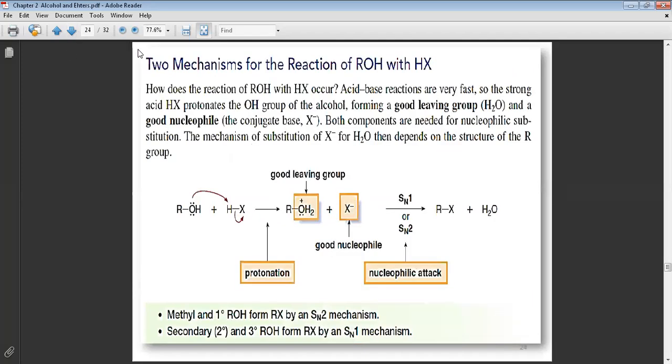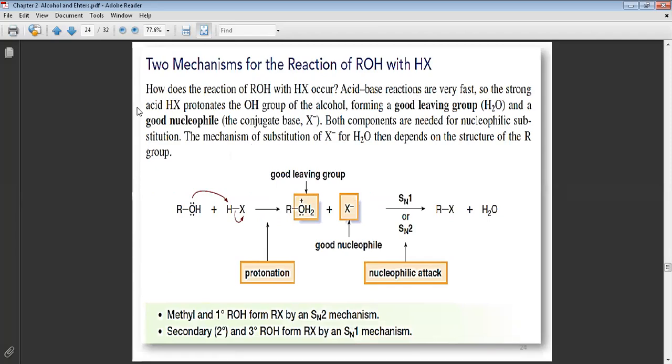Now look at this, we talk about the mechanism. Two mechanisms for the reaction of alcohol with HX, we know, SN1 or SN2. How does the reaction of an alcohol with HX occur? Of course, acid-base reactions are very fast, we know that.